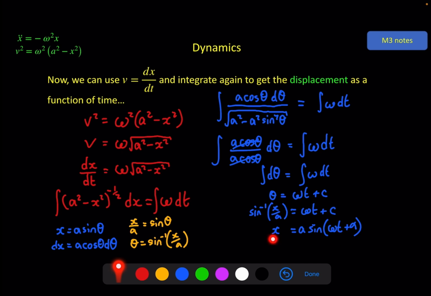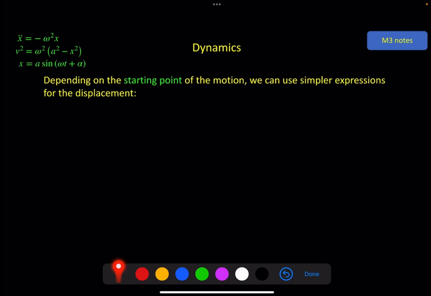If we know the displacement, we can then find out the velocity. If we know the displacement, we can also find out the acceleration. So we have a lot of information here now. These are the three key things worth remembering. And a quick note, depending on the starting point of the motion, we can simplify this a little bit. This displacement one here, the awkward plus alpha here, doesn't always have to be there.